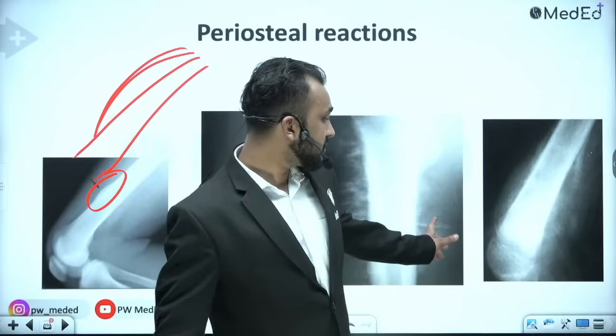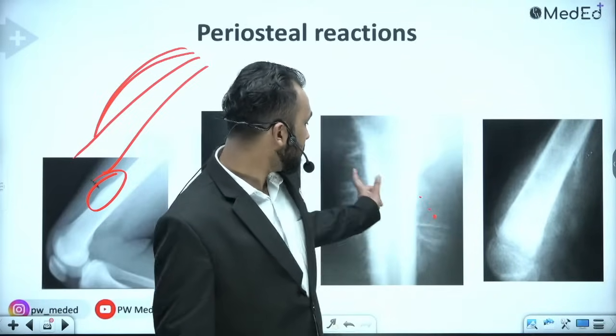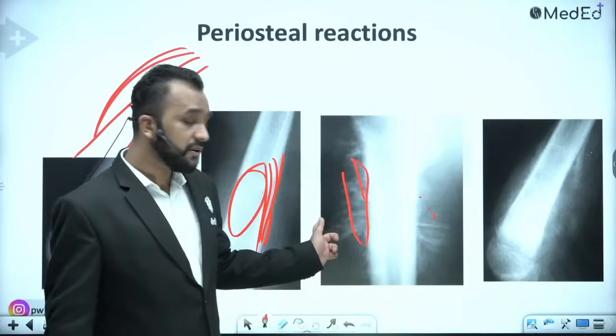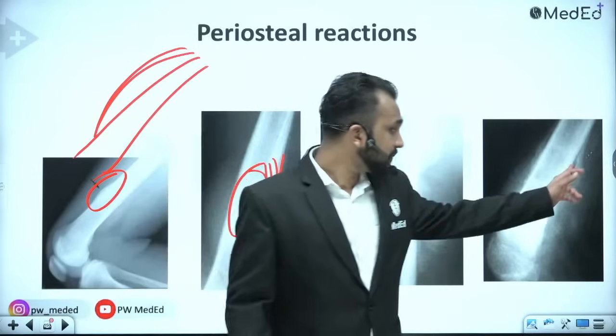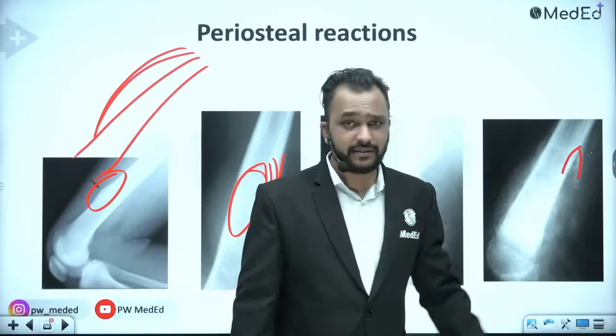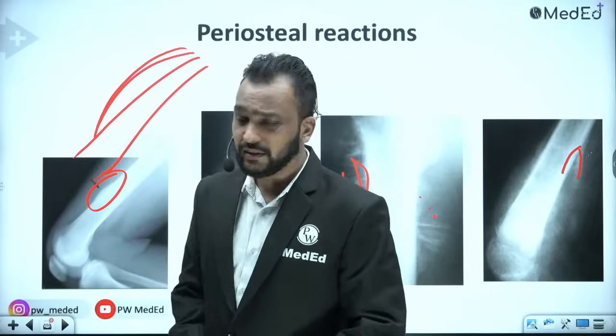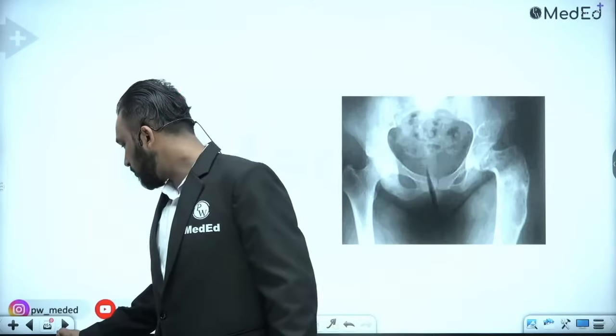And if there is a sunray pattern of periosteal reaction, it will be seen in osteosarcoma. And Codman's triangle will be seen in patients with, again, osteosarcoma, right?